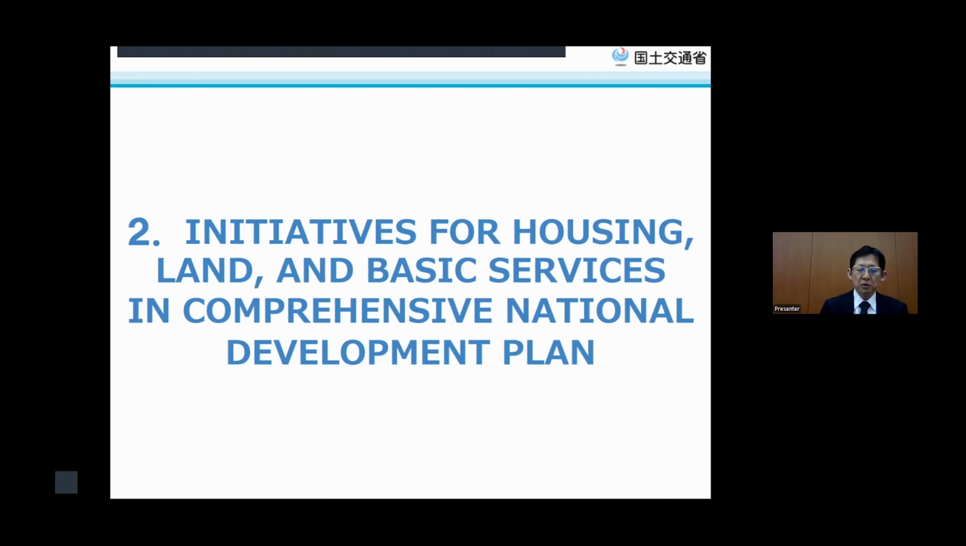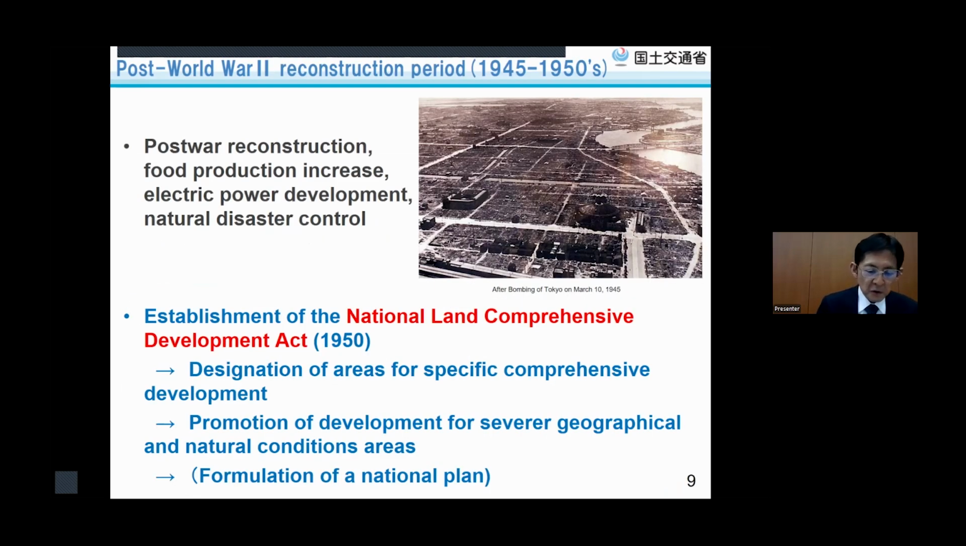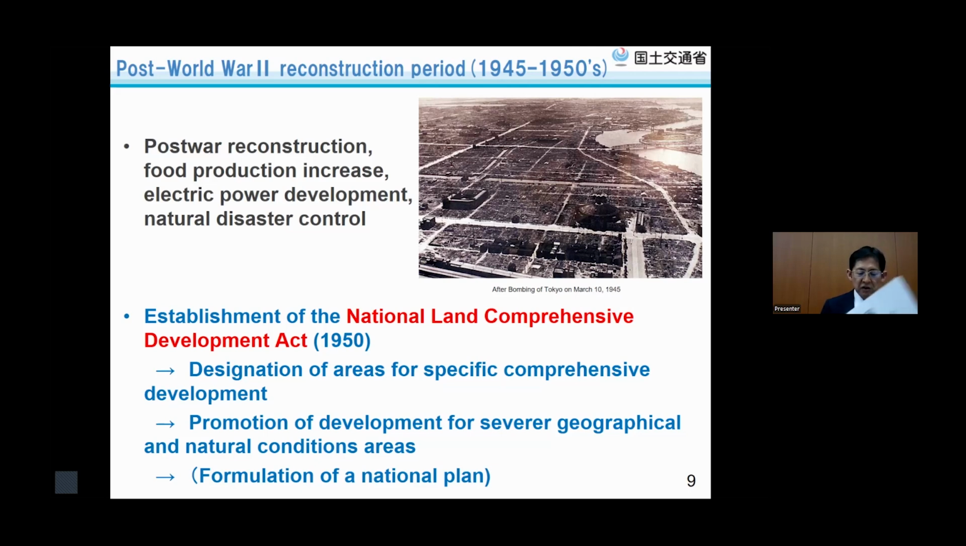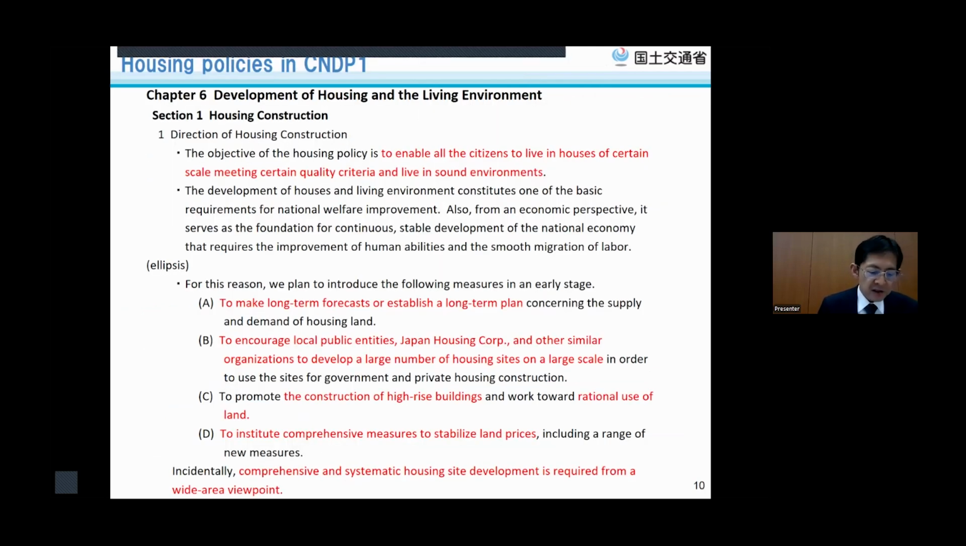So next is the initiatives for housing, land, and basic services in the Comprehensive National Development Plan. When World War II ended, we were defeated, and so Japan had to again develop new food production and energy sources. And so in 1955, we created the National Land Comprehensive Development Act, and we designated areas for specific comprehensive development. We also had to promote development for severe geographical and natural condition areas, and we also had to formulate a national plan. So it took some time. In 1962, for the first time, the land development plan was formulated.